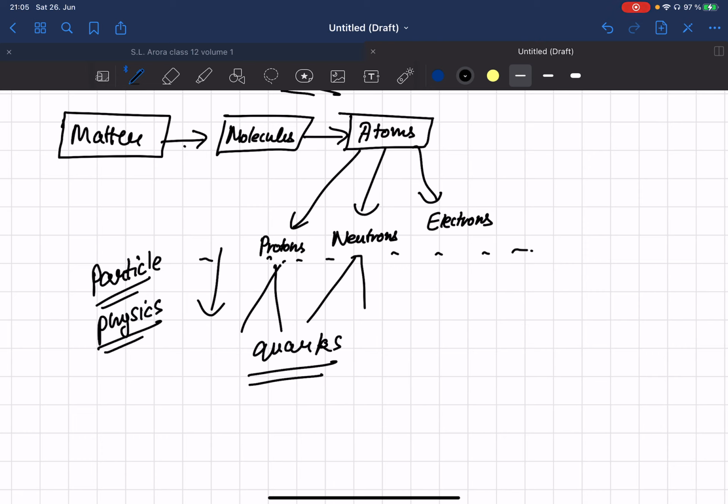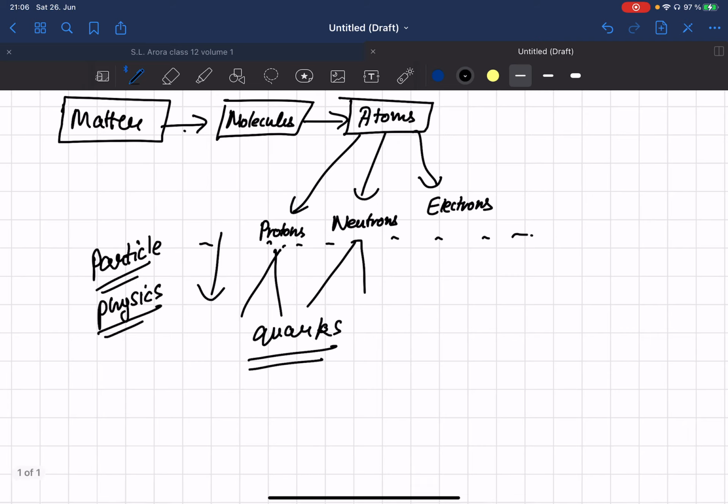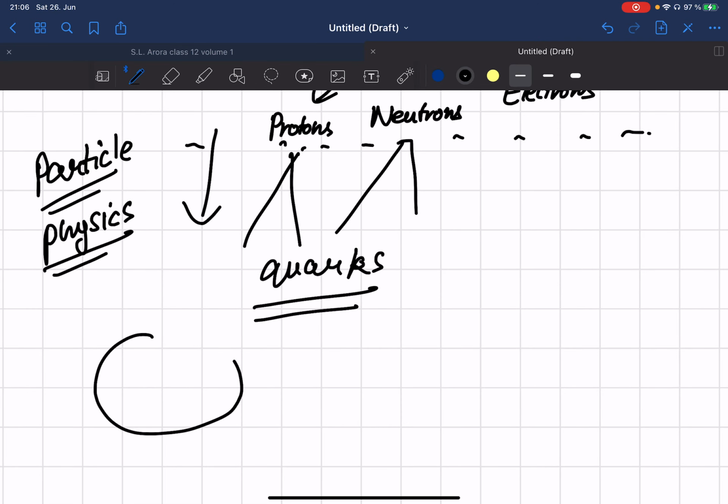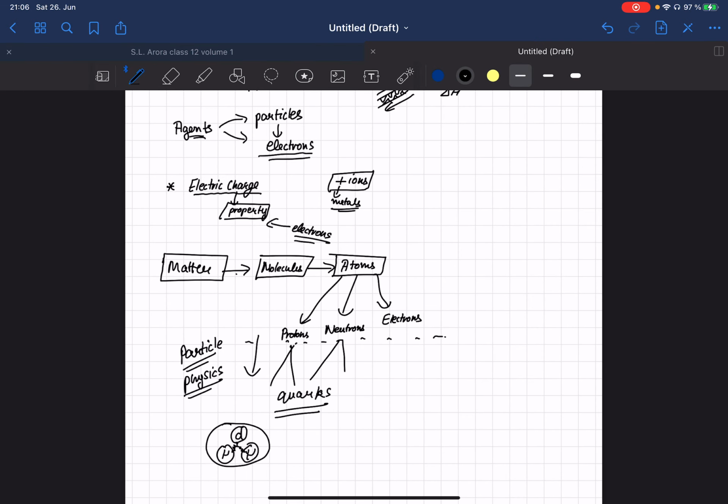For example, protons are made of two muons and one dion. If you check the structure of a proton, no teacher is going to tell you this, but I can tell you. There are two muons and one dion, and they are connected with these glycine strings. But you really don't need to go that deep into it.